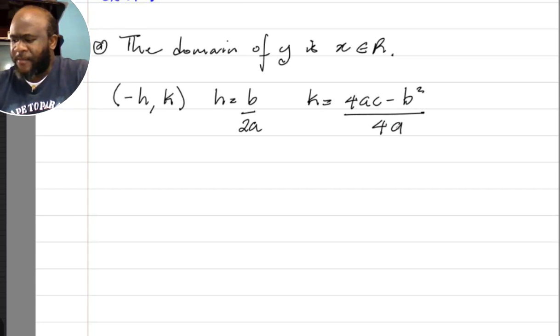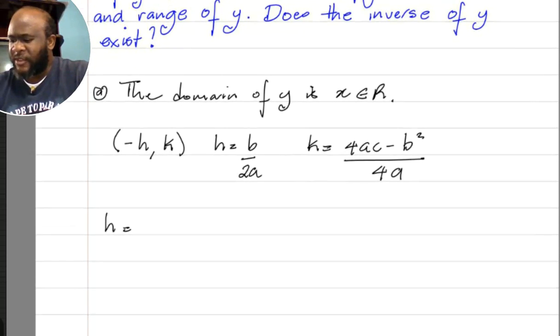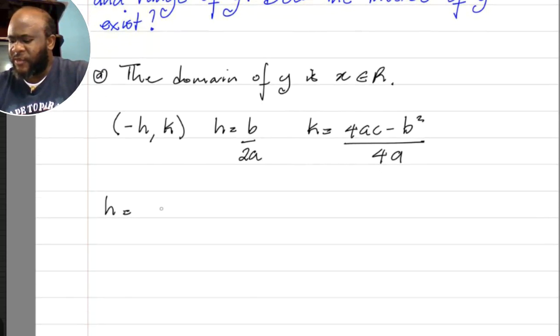So what we would have is h is equal to minus b over 2a. a is 2, b is 3, and c is minus 1. So it would be minus 3 over 2a, which is 2 times 2. So h is minus 3/4.